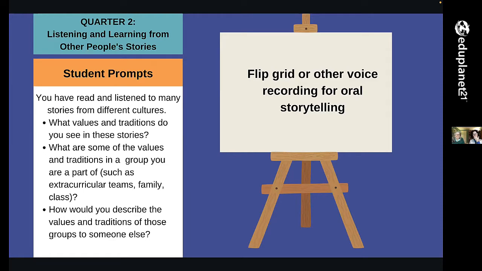So the idea of a student prompt, such as what values and traditions do you see in stories or the story so far? What are some of the values and traditions in a group you're a part of? So that they're starting to make sense not only of what they're seeing in other people's stories, but how it's connected to their own experience. And so the notion of having some kind of reflective prompt paired with some kind of presentation, trying to continue to clarify, how do we capture their thinking, not as yet another formal assessment, but in a way that continues to get them energizing and reflecting on how they're experiencing so far.